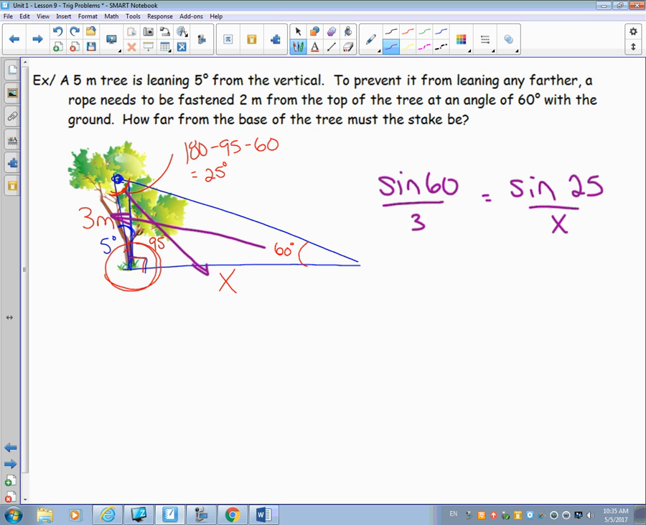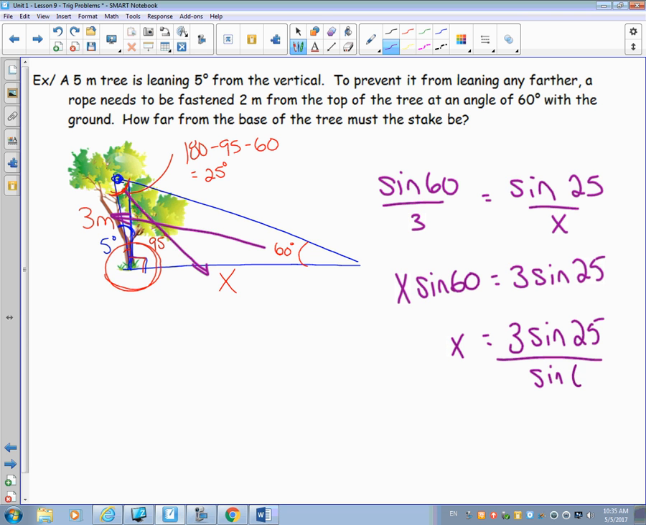It's in a fraction, that's cross multiply. x sine 60 equals 3 sine 25. I want to get x by itself, so I need to divide out the sine 60. That can all go in my calculator just the way it looks. And if we do that, we should get 1.46 meters. Done. The tricky part about that is the picture. The math is one of our basic problems, but these pictures are going to be our challenge.